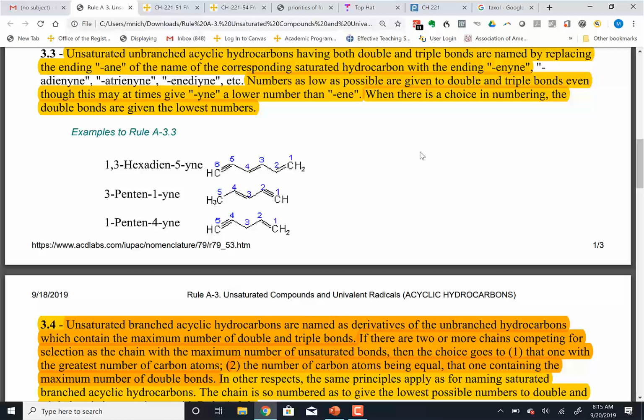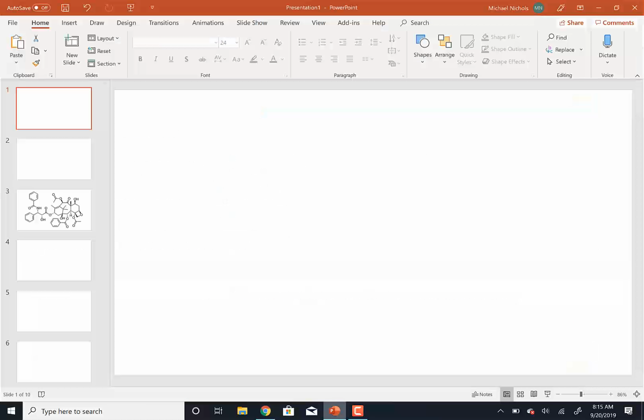Again, their goal is to make sure everybody names everything the same. So hopefully that hasn't confused the issue more. But what's in the book is the way we're going to number it.